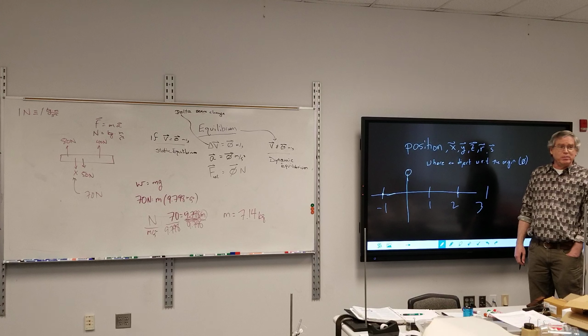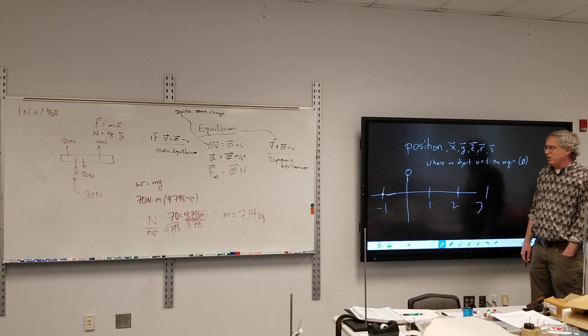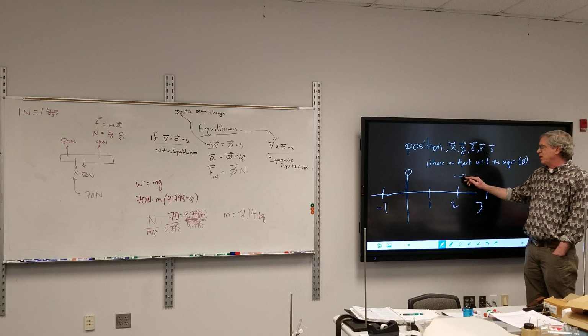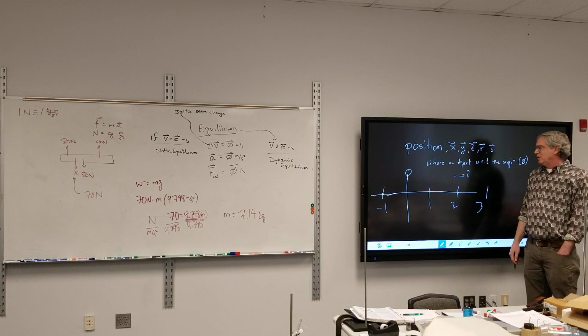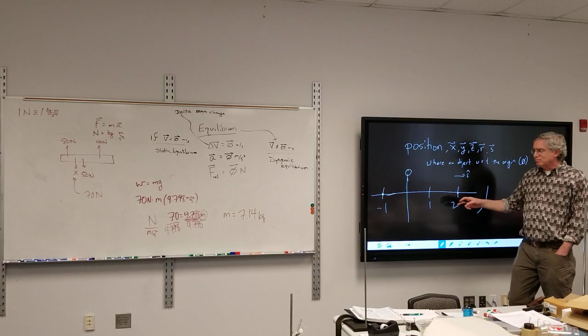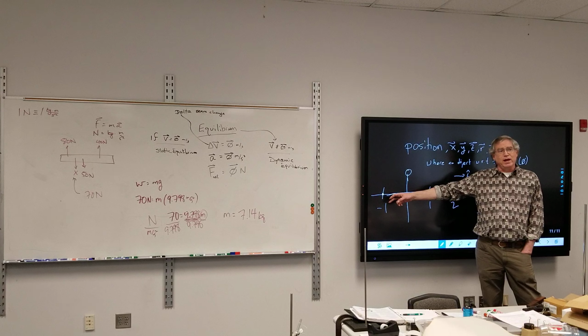Oh, that's well and good. In one dimension, you can get away with that. If I wanted to, I could have also said, well, let's just make that the I-hat direction. And so my position is 2 I-hat. Over here, -1 I-hat.